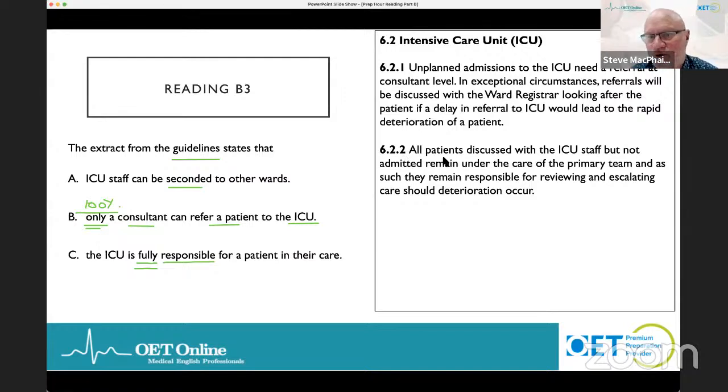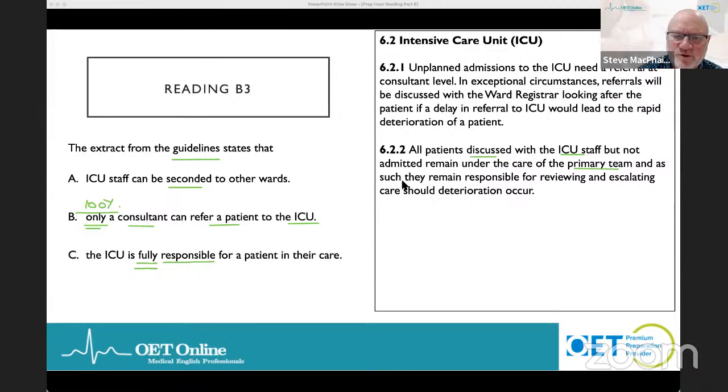6.2.2. All patients discussed with the ICU staff. Let's just underline a few things here, everyone. All patients discussed with the ICU staff but not admitted remain under the care of the primary team. Okay, so they were discussed with ICU but not admitted, so they're still with the primary team. And as such, they remain responsible for reviewing and escalating care should deterioration occur.